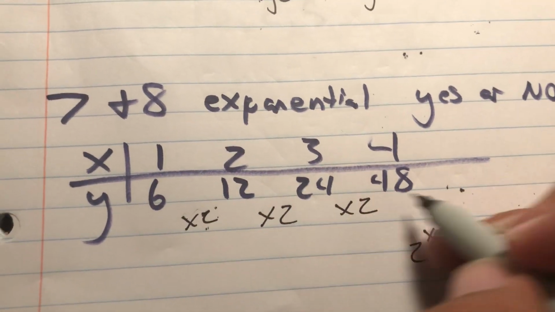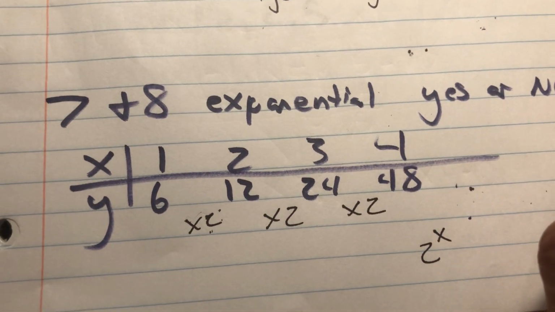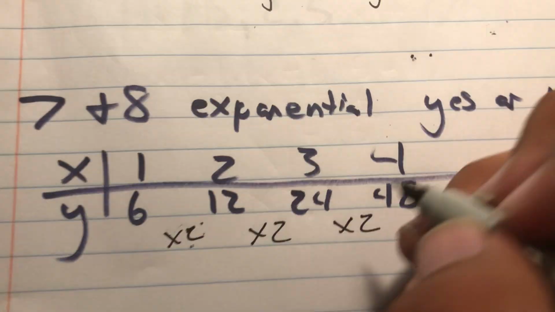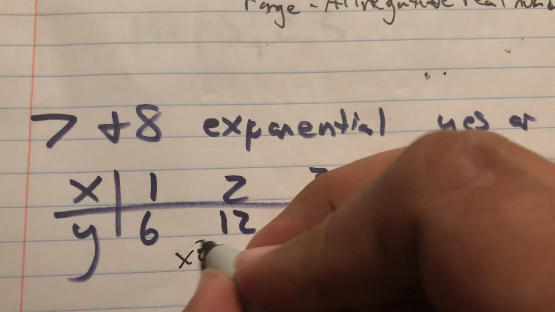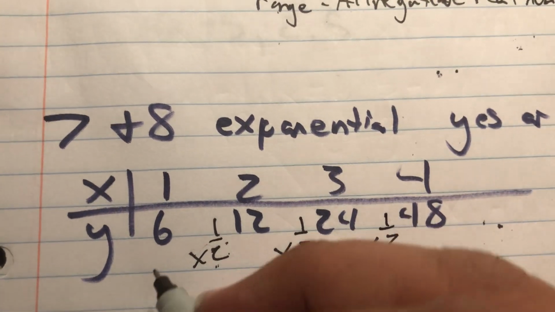If it doesn't follow this pattern of multiplying by 2, like let's say it was adding 2, that would not be exponential. If it was subtracting 2, that would also not be exponential. Now, if it was dividing by 2, it would be, because it's the same thing as multiplying by a half. So it's multiplying by something consistently. So this is exponential, yes or no.